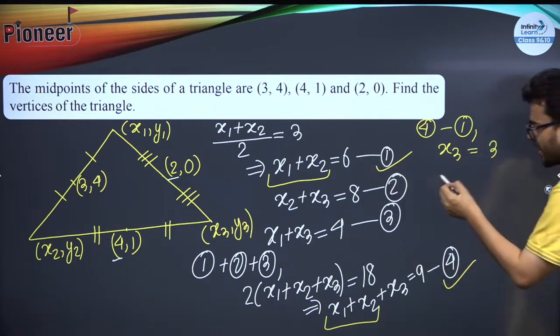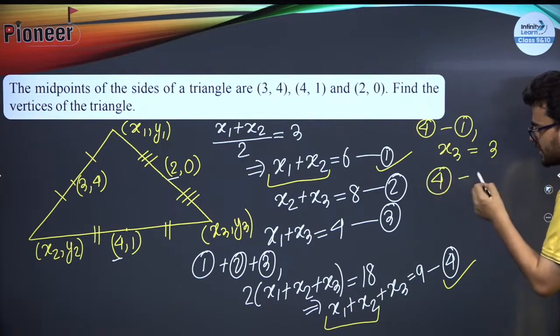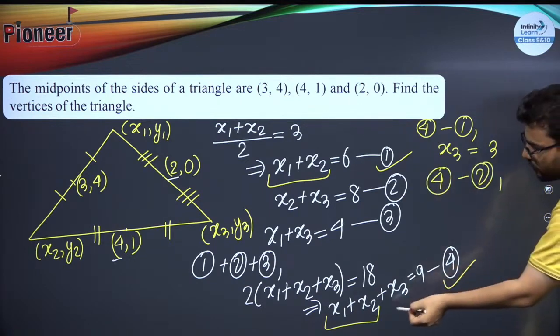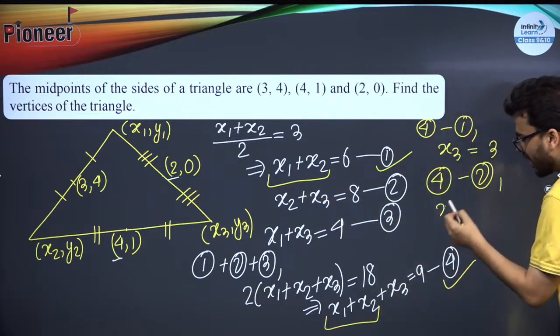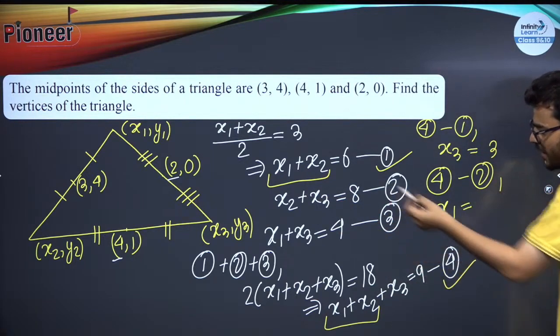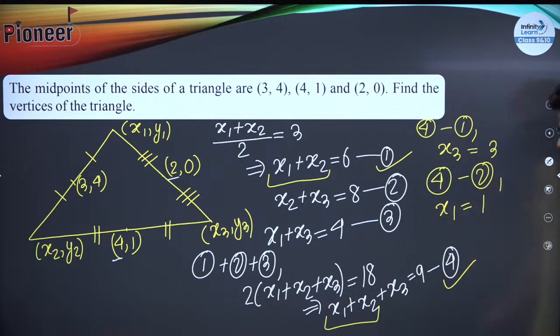In the same manner, can I not do equation 4 minus equation 2? Equation 4 minus equation 2, x2 plus x3 will be cancelled out. So I'm going to get x1, that is 9 minus 8, that is 1. In the same manner, can I not do equation 4 minus equation 3 over here?